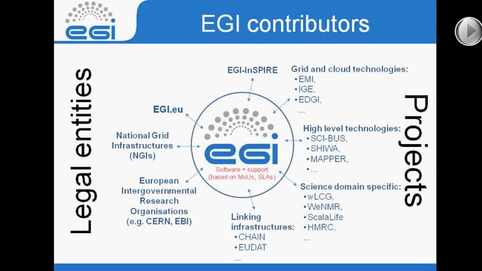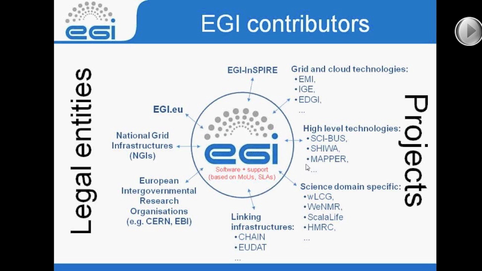But we have another large number of projects that provide specific support or specific services in the collaboration. And these projects can be classified as grid and cloud technology providers. These are the projects that develop grid and cloud middleware technologies, software technologies that are deployed across the infrastructure in order to provide the integrated, uniform access mechanisms for users.